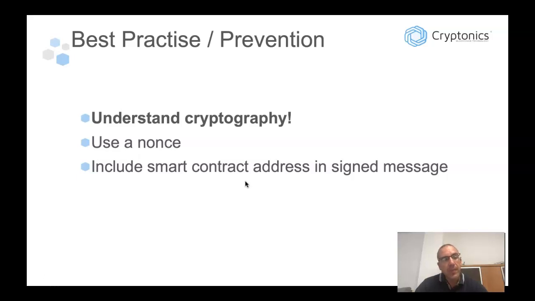Another best practice, another good thing to do, is to include the address of the smart contract we are interacting with in the signed message. And this is typically done to avoid replay attacks from other blockchains. For example, someone might reuse a signature submitted to a testnet version of the smart contract. Much less likely, but still a risk, and easily avoidable by including the smart contract address in the signed message. So yeah, this is very important.